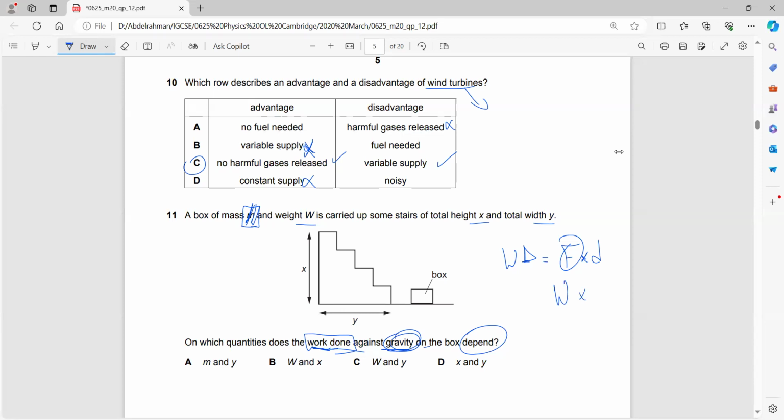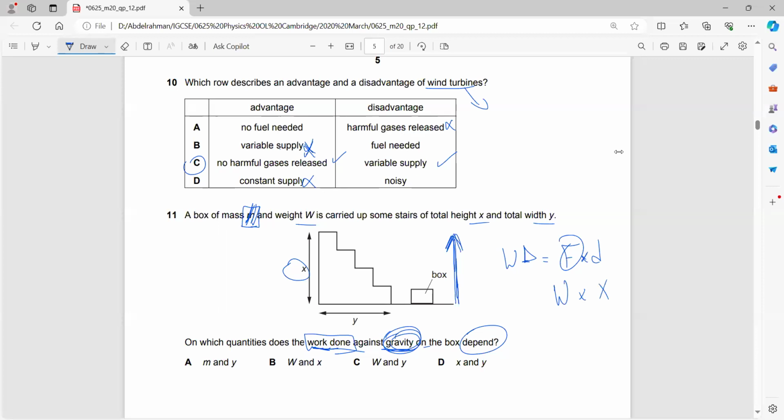And the distance moved against gravity. Distance moved against gravity means what? It means that the box needs to move upwards. So the work done against gravity would depend on the height X.